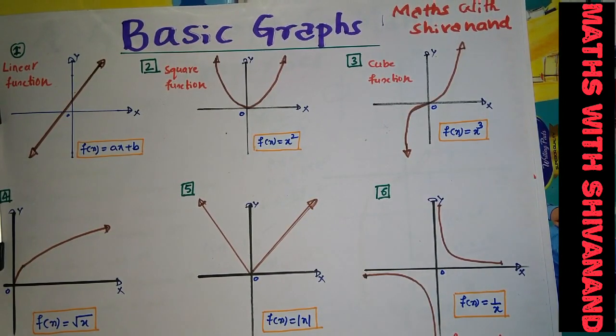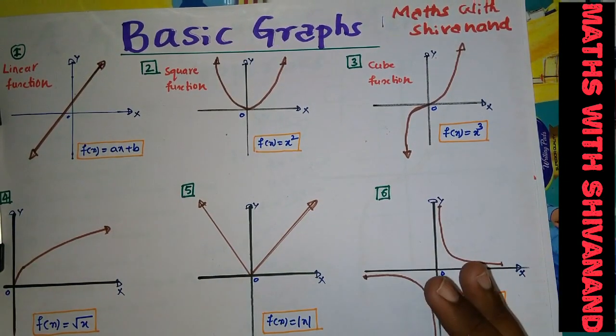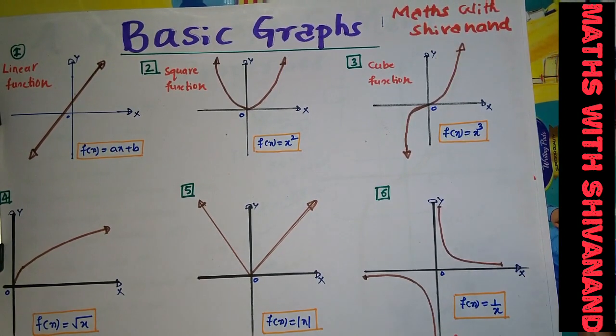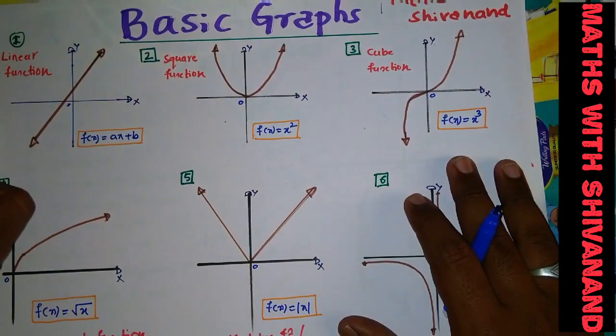What I need to understand perfectly here: there are around 7 varieties of graphs. I need to understand their behavior, how they move. If I understand the behavior of those graphs, I can interpret many graphs very easily. Okay, so now let us start with our basic graphs concept.